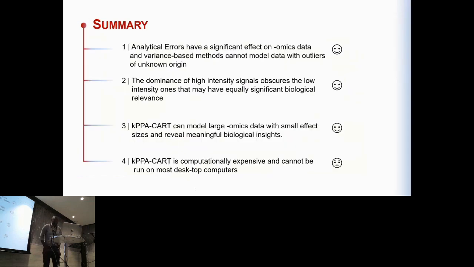In summary, here's what I have. Analytical errors have a significant effect on omics data, and variable or variance-based methods cannot model data, especially with outliers of unknown origin. The dominance of high-intensity signals obscures low-intensity measurements, although these have significant biological importance. KPPA-CAT can model large omics data with small effect sizes and reveal meaningful biological information.